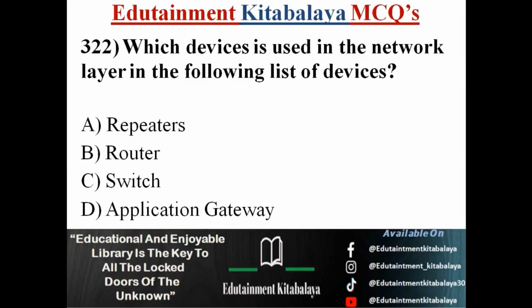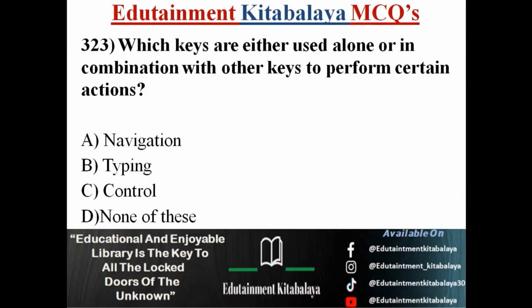Number 322. Which devices is used in the network layer in the following list of devices? A. Repeaters. B. Router. C. Switch. D. Application gateway. Correct answer is B. Router.